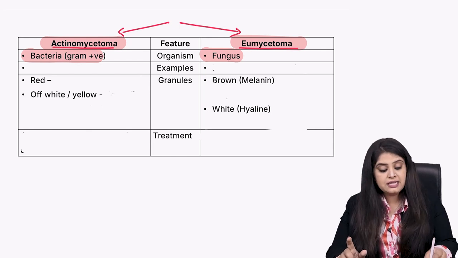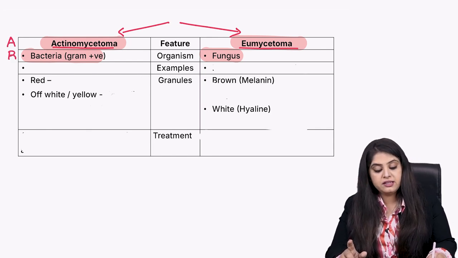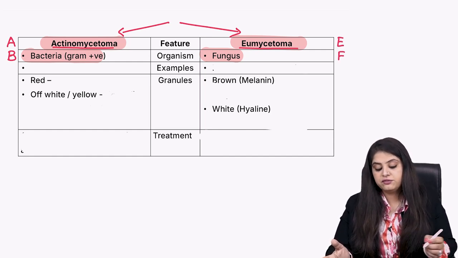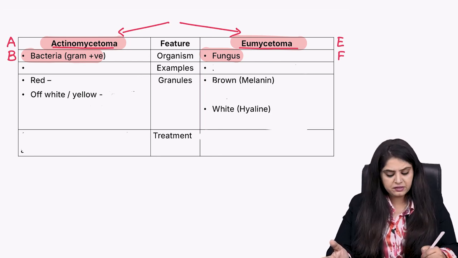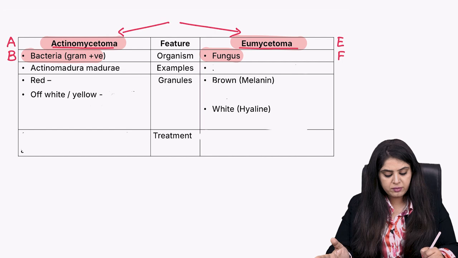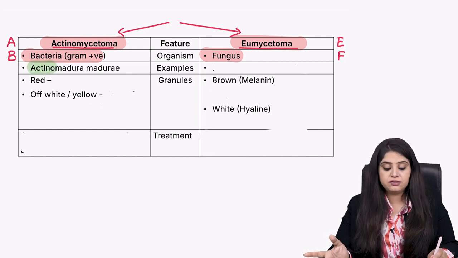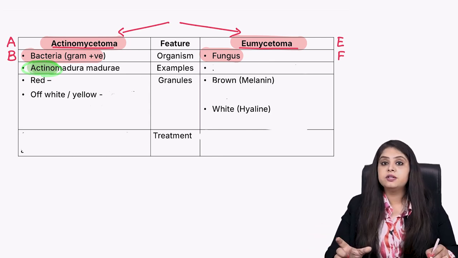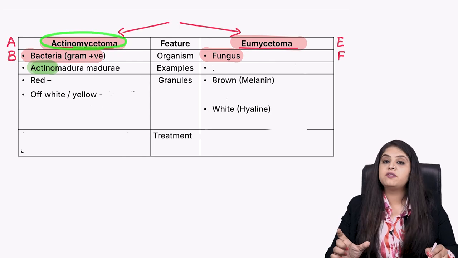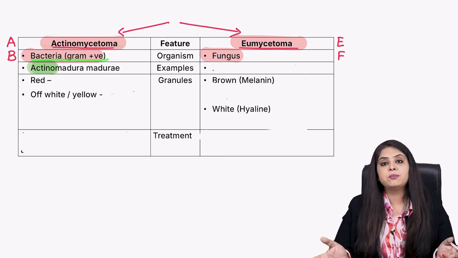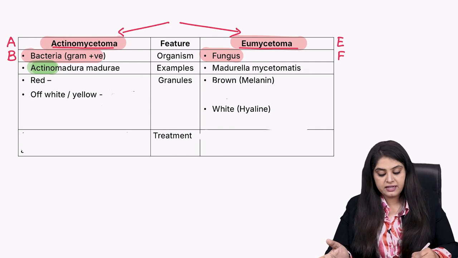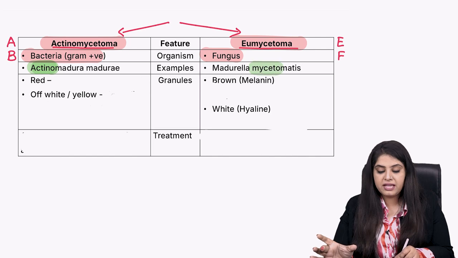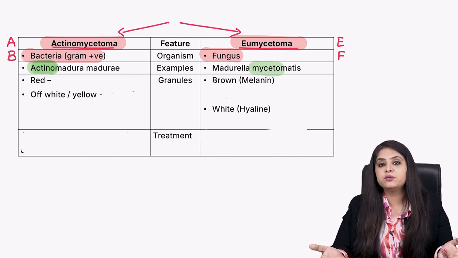How have I learnt it? Actinomycetoma is A ke baad B, that is bacteria. Eumycetoma is after E comes F, so that is a fungus. Let's take some examples. The most common actinomycetoma is known as Actinomadura madurae. You will know that Madura is that Madura foot, but this Actino word tells me that it is going to be a part of actinomycetoma, which is a gram-positive bacteria. On the other hand, if you are told something like Madurella mycetomatis, the myc will always tell you that this is to do with a fungus.